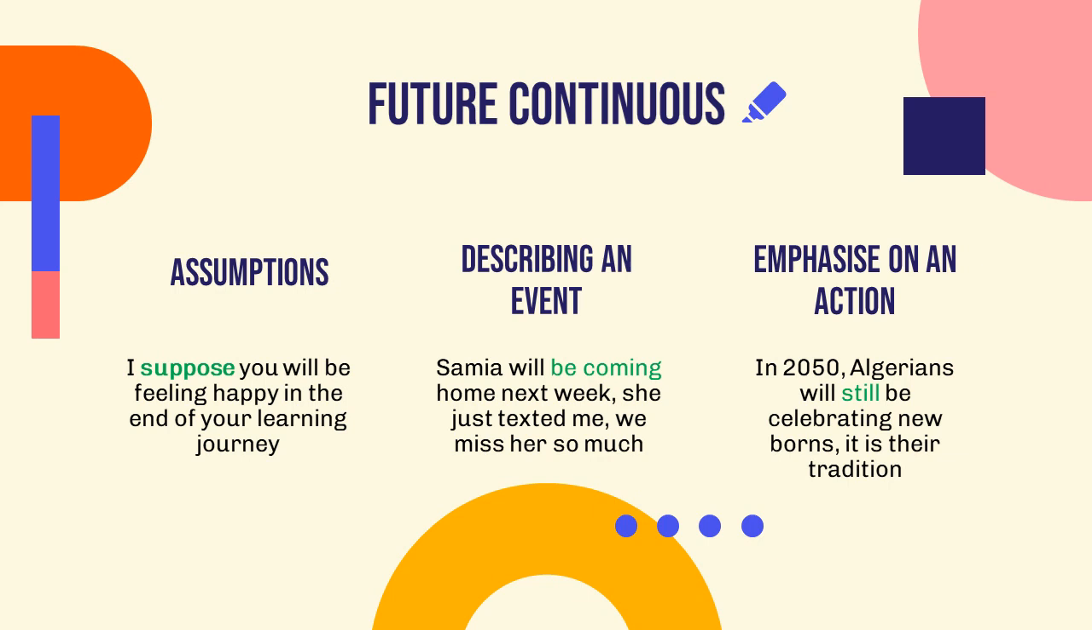Another reason why we use future continuous is to emphasize an action. What does it mean? Emphasize is like تأكيد أو توكيد على حدوث شيء ما أو فعل ما. For example, in 2050, Algerians will still be celebrating newborns. It is their tradition. So in 2050, it is very late from now. Algerians will still be celebrating newborns.